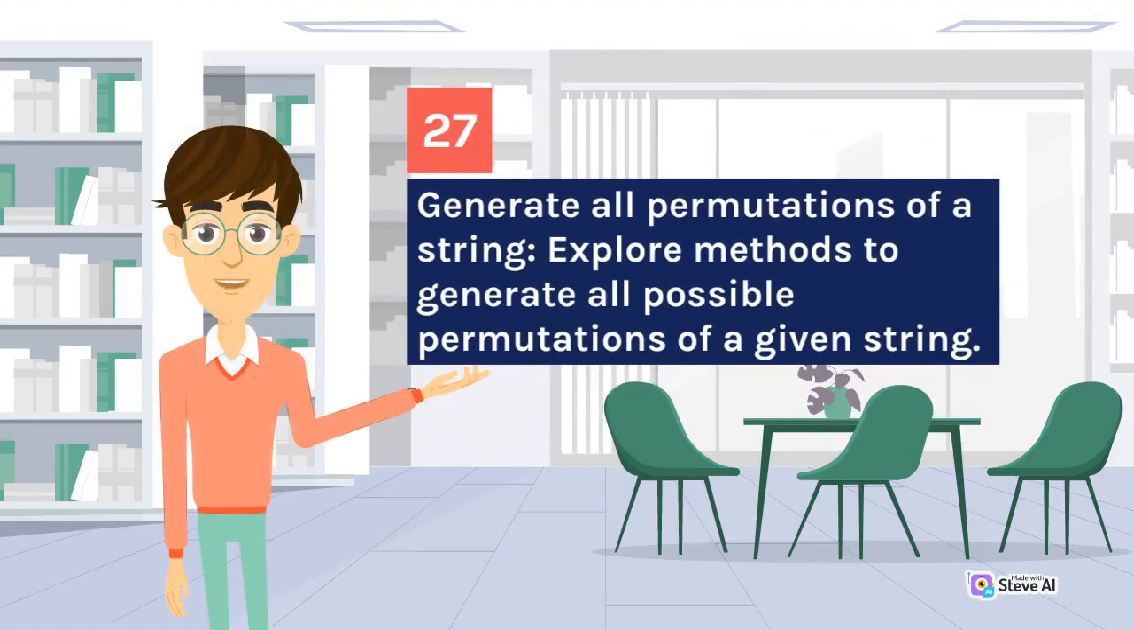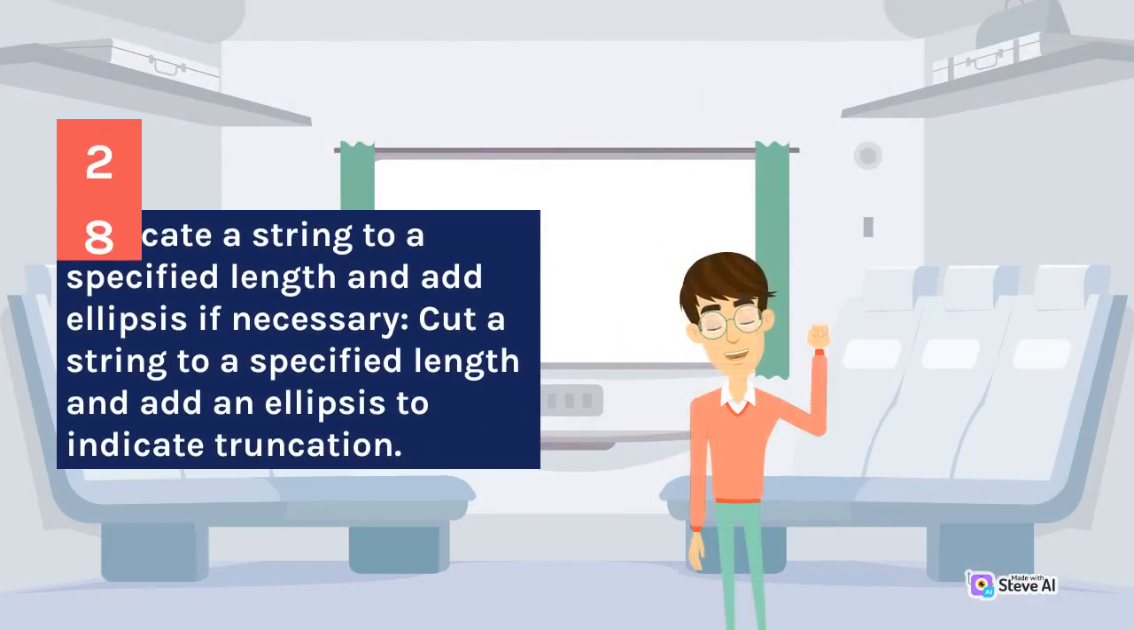Generate all permutations of a string. Explore methods to generate all possible permutations of a given string. Truncate a string to a specified length and add ellipses if necessary. Cut a string to a specified length and add an ellipsis to indicate truncation.